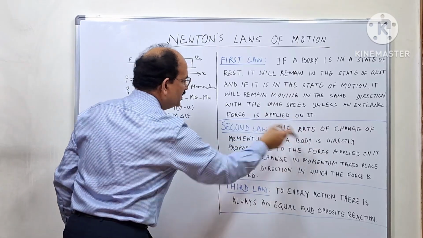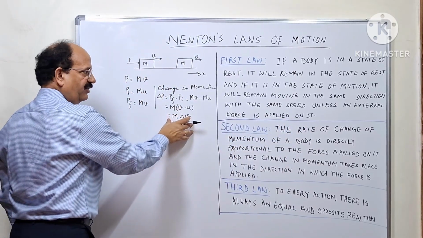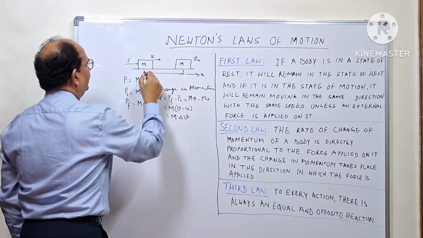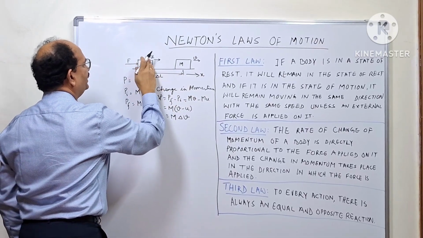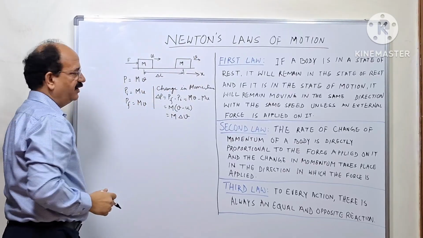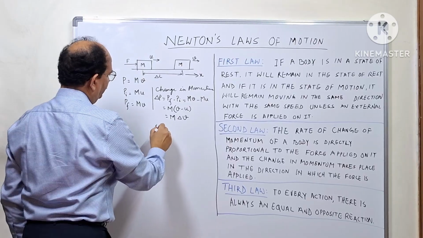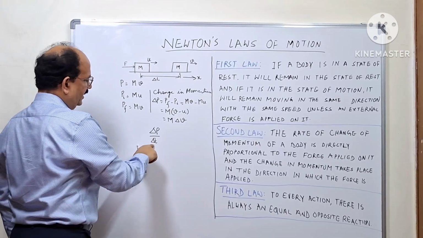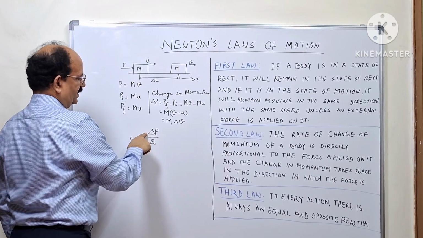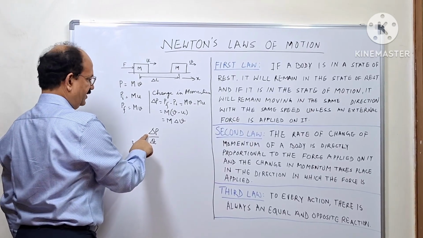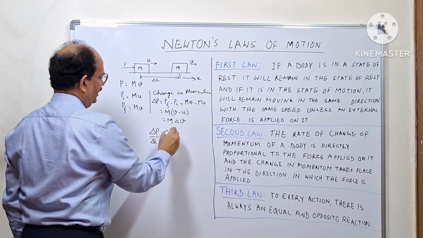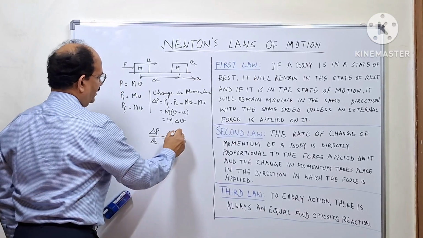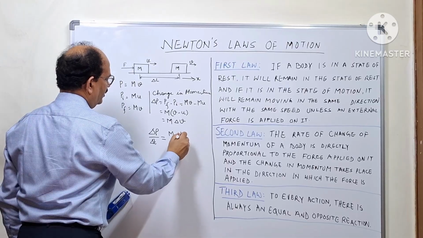Okay, now let's look at it again. It says rate of change of momentum. Change of momentum we got, now rate of change of momentum. Suppose it took delta t time in changing its speed from u to v. Then rate of change of momentum is delta p upon delta t. In this much time, the momentum changed this much. It changed by delta p. So this can be written as m times delta v divided by delta t.